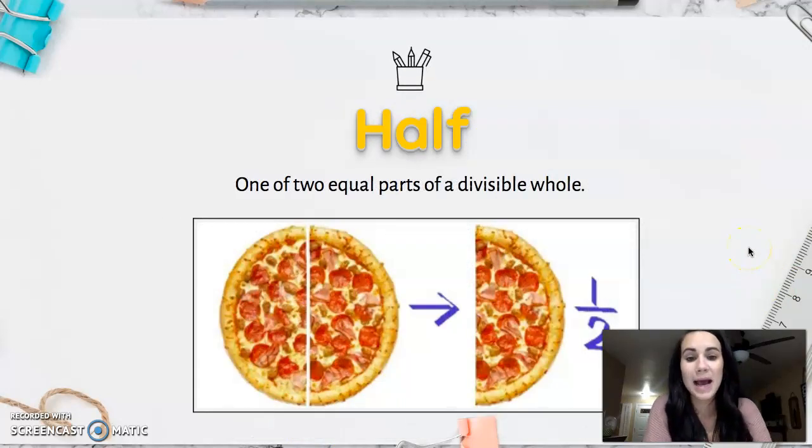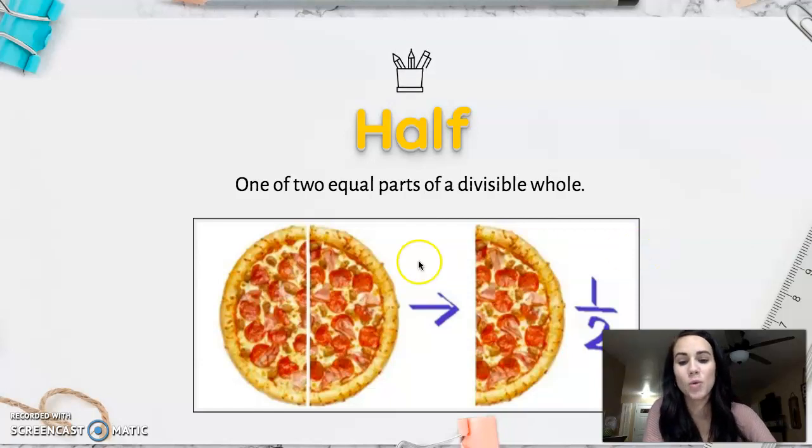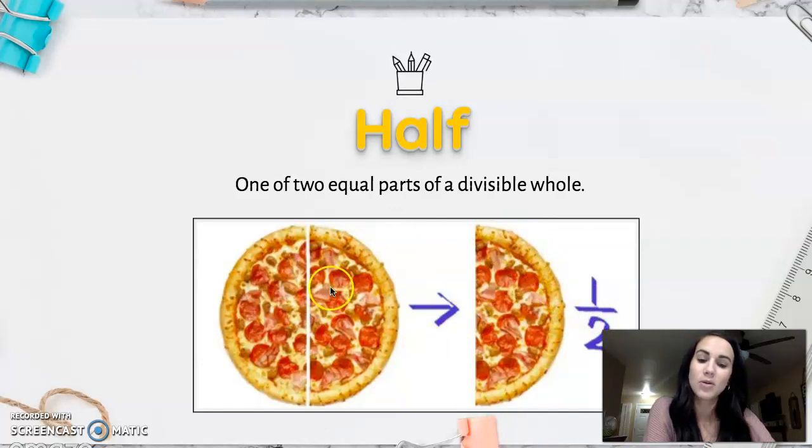Next, we've worked on half, one of two equal parts of a divisible whole. So that would be one whole pizza. If we were to cut it right down the middle, or you could cut it vertically, right down the middle, it would be 1/2, as shown here. We cut the pizza right down the middle and we take 1/2 of it. It is a half because there are two parts, that would be our denominator, and we have taken one of those parts. So 1/2 would be 1/2.